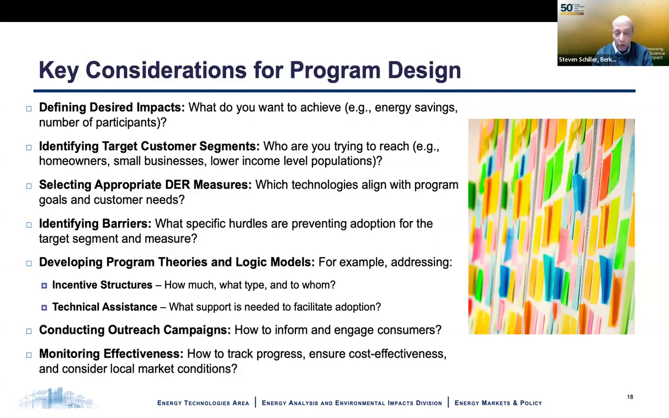What are the measures really? What are you trying to align? You probably start with an objective of energy savings or demand or ancillary services, deciding which technologies, in this case DER programs or strategies, are effective. And then identifying those barriers, as I've talked about: what are the barriers to adopting those measures you're interested in, achieving those impacts you're interested in, and then developing the program theory and logic model, addressing the incentive structures, what kind of technical assistance is needed.